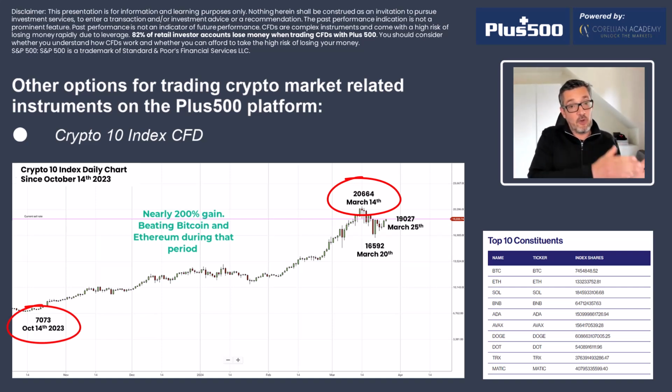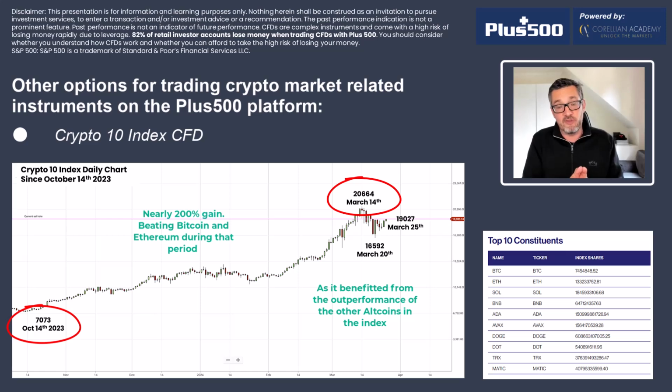Now, during this October to March up move, it actually outperformed Bitcoin and Ethereum, which rose 175% and 164% respectively, as it benefited from the outperformance of the other altcoins in the index, notably Solana.